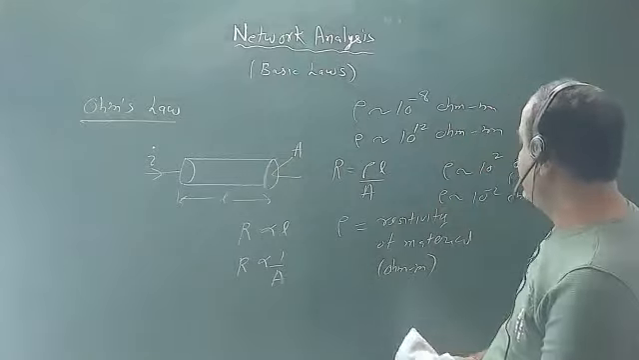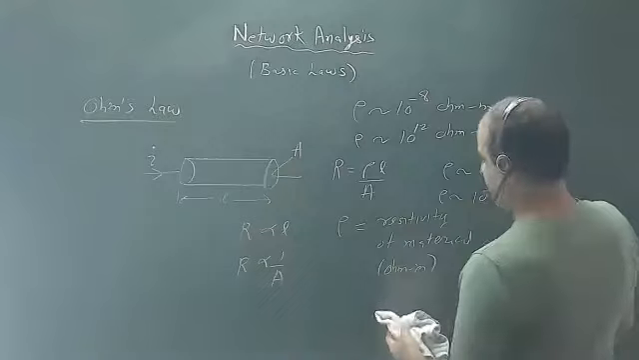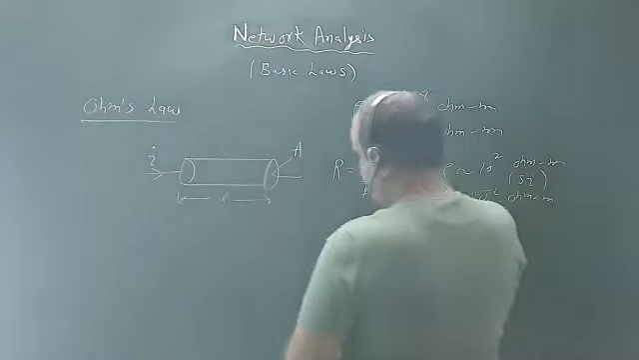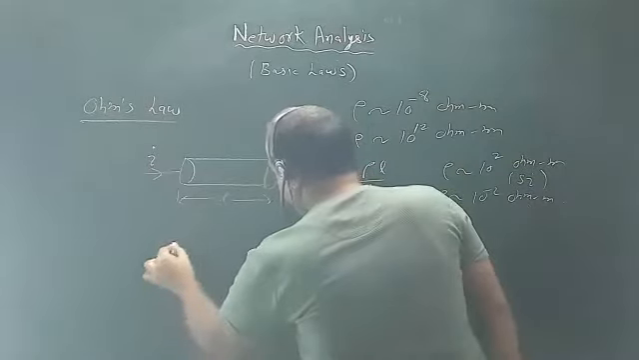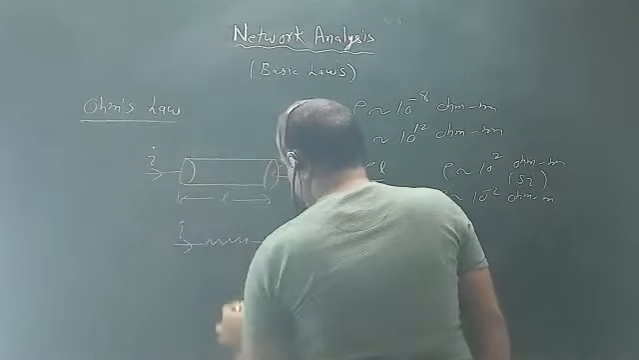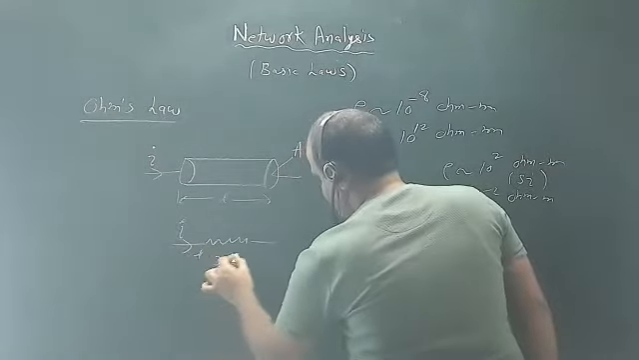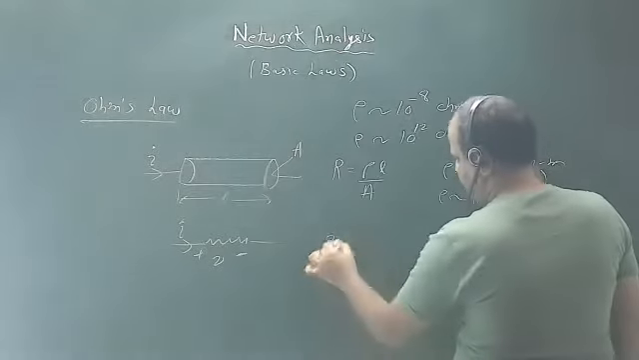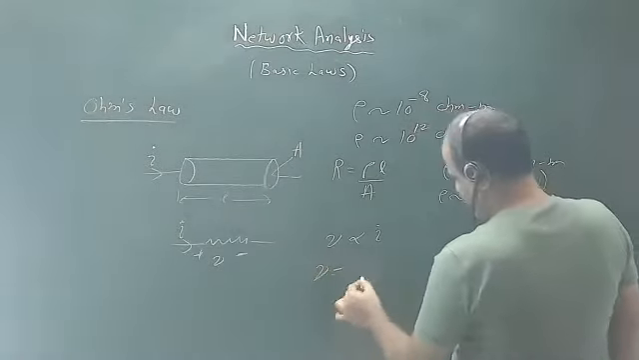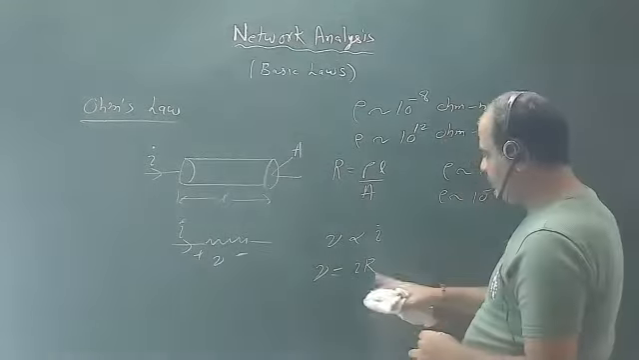The circuit symbol for resistance is R. When I apply current inside this, there will be a voltage drop, and this voltage drop is proportional to the current, so we can write V equal to IR. This is your Ohm's law.